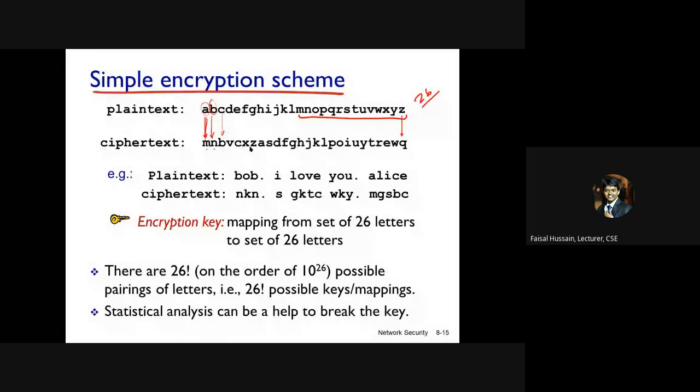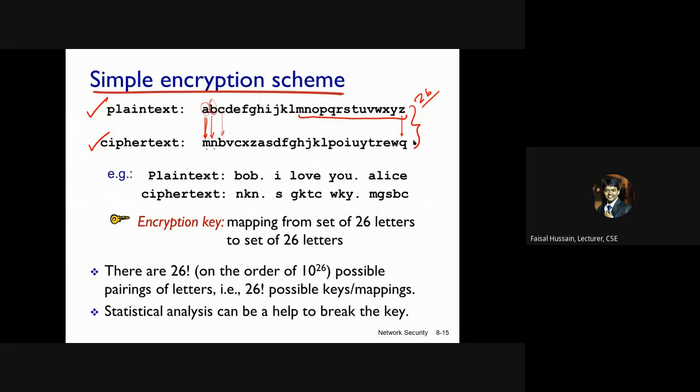So again, if I just give you this actual plain text and cipher text, that means this mapping for A, what will be the value? I think you can identify what will be the cipher text for the plain text value. In this case, the encryption key mapping from a set of 26 letters to 26 letters is done. And what is the order of possibility?